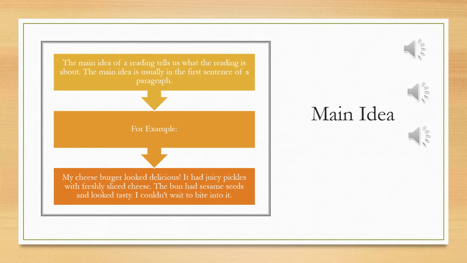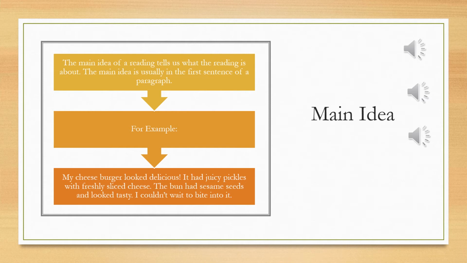The main idea is usually in the first sentence of a paragraph. So, main idea is basically what the reading is about, what the text is about. Okay, and if you are unable to find the main idea in a text, then they are giving you a hint as well. It is usually in the first line of the paragraph.